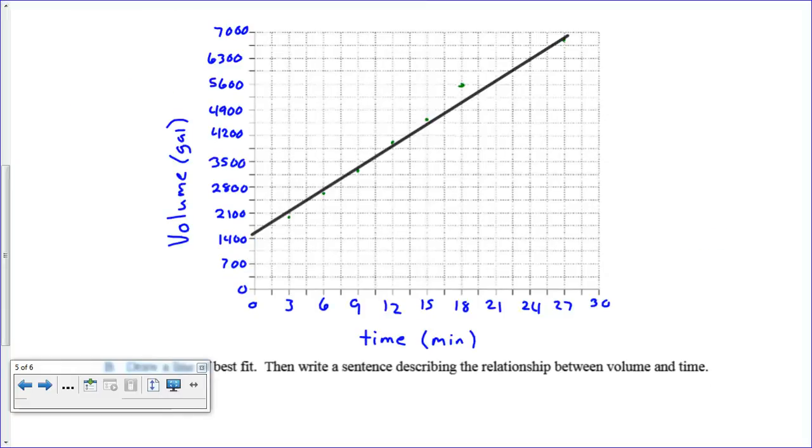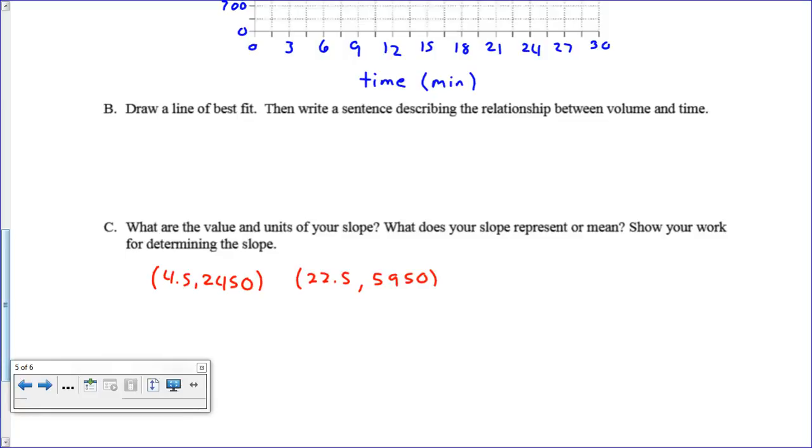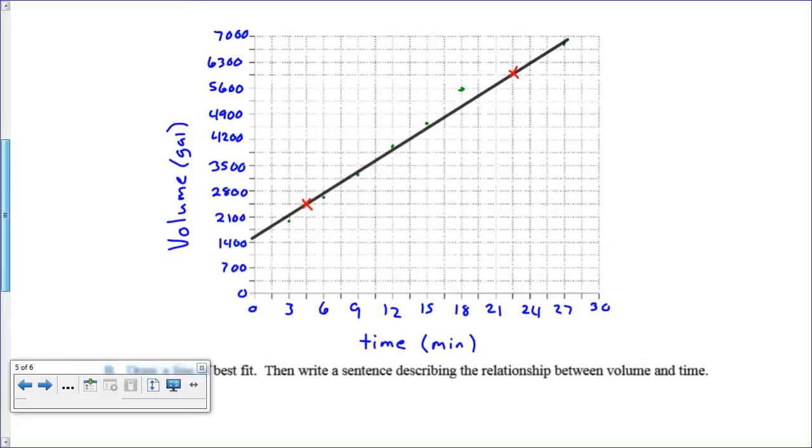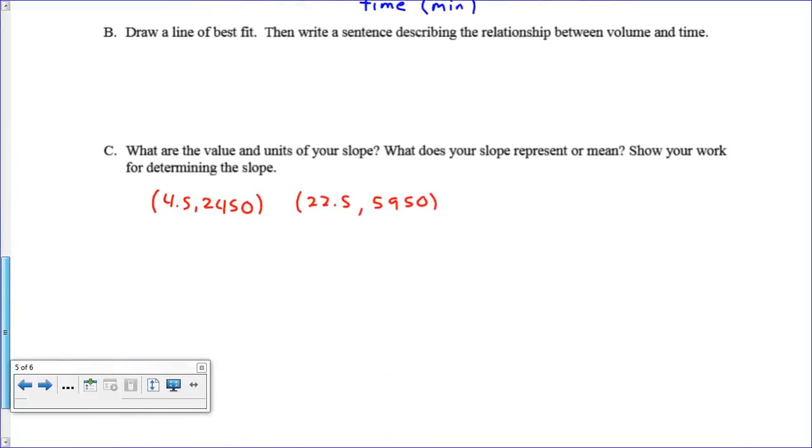And next I need to find a couple places here where it crosses at nice intersections. So I see this looks like a nice intersection there, and this here looks like a nice intersection. So I'll use those for my data points. All right, and those points are 4.5, 2450, and 22.5, 5950.